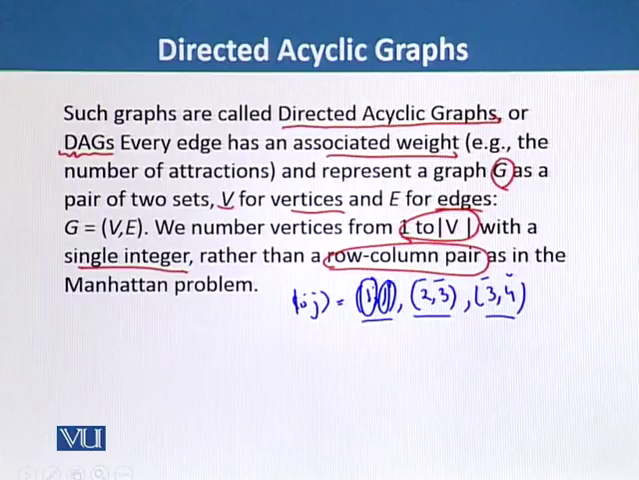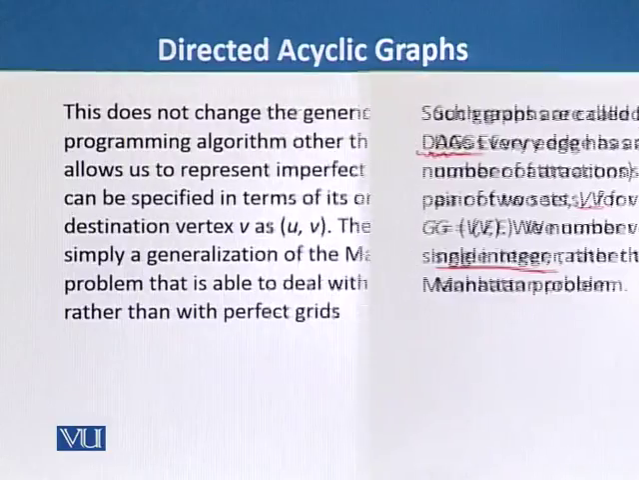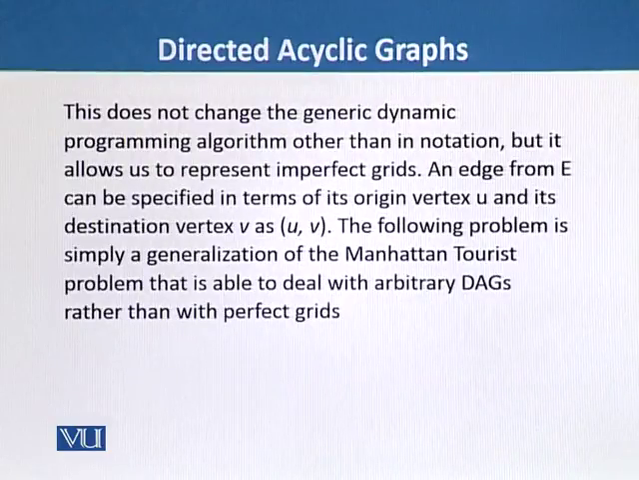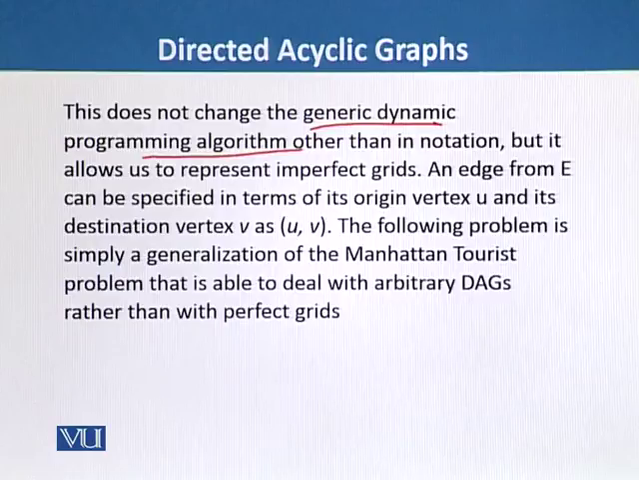But in this directed acyclic graph, the vertex value will be only a single integer. So if the biological problem is in the form of a directed acyclic graph, even then we can use the technique of dynamic programming to solve that problem. The theme will remain the same, but there will be some changes in the weights of the graph, that is, the weight will be a single integer. And this does not change the generic dynamic programming algorithm other than in notation.